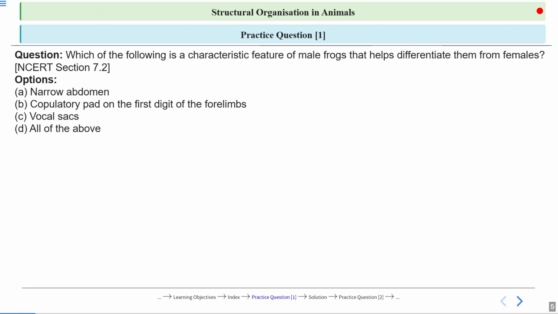So the first question is here. Which of the following is a characteristic feature of male frog that helps differentiate them from females? This question is based on the NCERT section 7.2. And let us see the options. A, narrow abdomen. B, copulatory pad on the first digit of the forelimbs. C, vocal sacs. And D, all of the above. Right? Let us see the answer of this question.